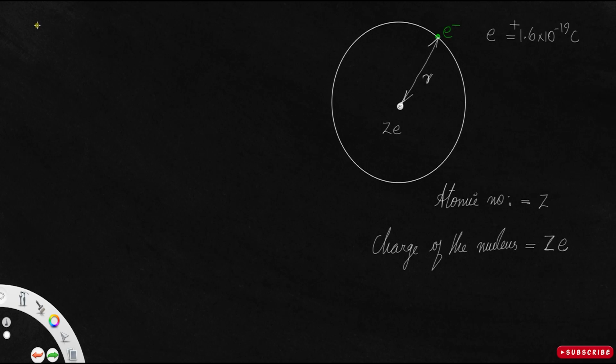Okay. Now we have the electrostatic force of attraction between this electron and the nucleus. That is, the electrostatic force will be, we can apply Coulomb's law, that is 1 by 4 pi epsilon 0, Q1 is Ze, times Q2 is e, upon r square. This epsilon 0 is the absolute permittivity of free space.